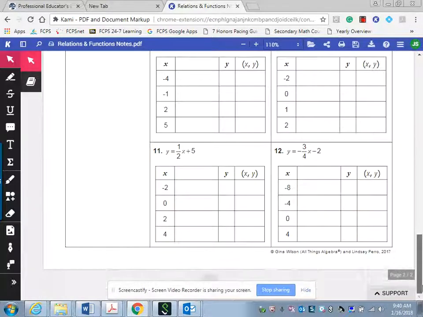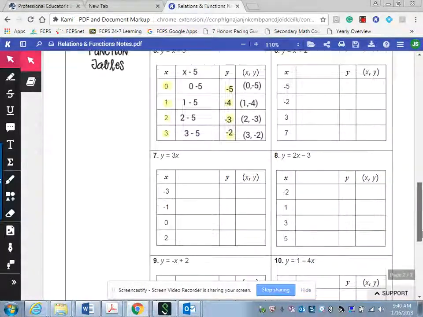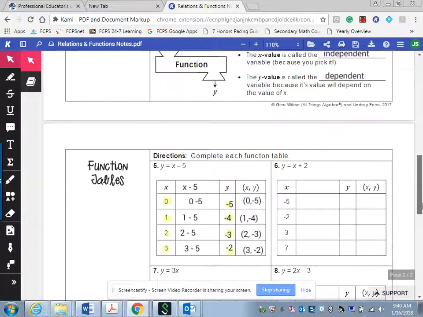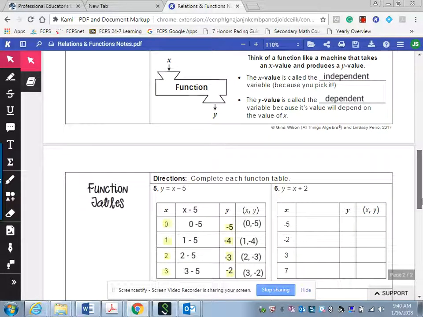So now all I want you guys to do is complete the rest of these practice problems. We're going to talk about them tomorrow in class. Make sure you have it complete so that you can get credit for doing your homework.